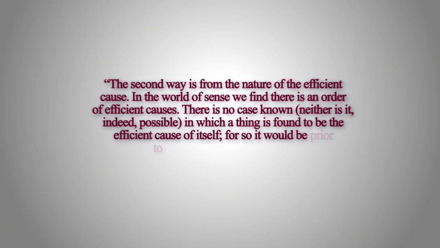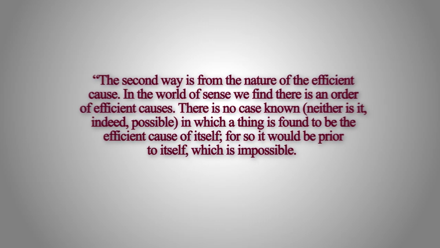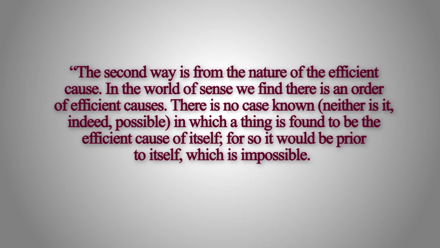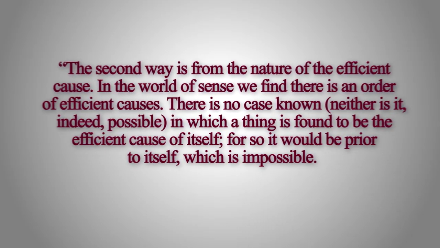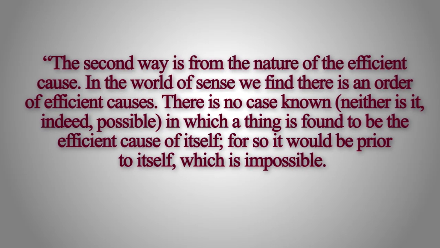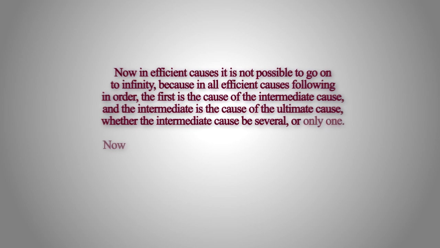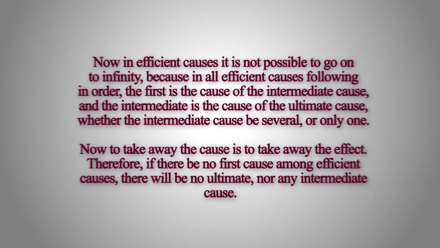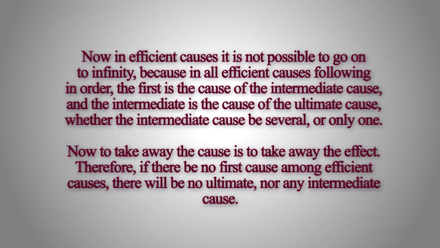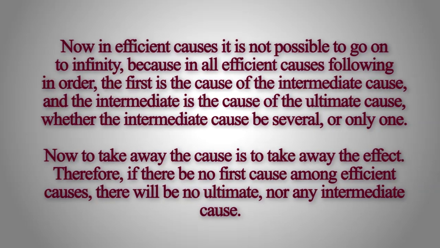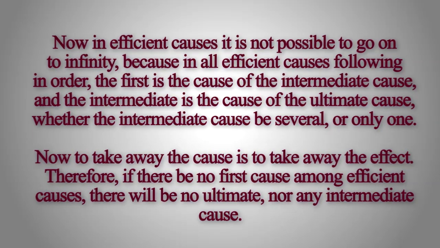The second way is from the nature of the efficient cause. In the world of sense, we find there is an order of efficient causes. There is no case known, neither is it indeed possible, in which a thing is found to be the efficient cause of itself. For so it would be prior to itself, which is impossible. Now, in efficient causes, it is not possible to go on to infinity, because in all efficient causes following an order, the first is the cause of the intermediate cause, and the intermediate is the cause of the ultimate cause, whether the intermediate cause be several or only one.